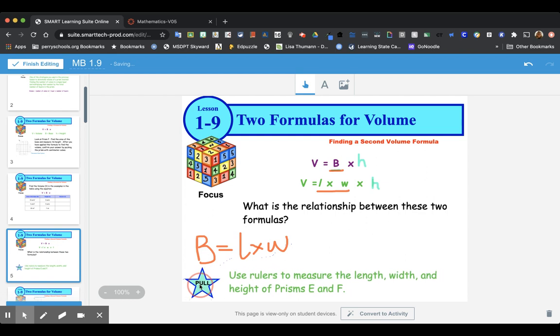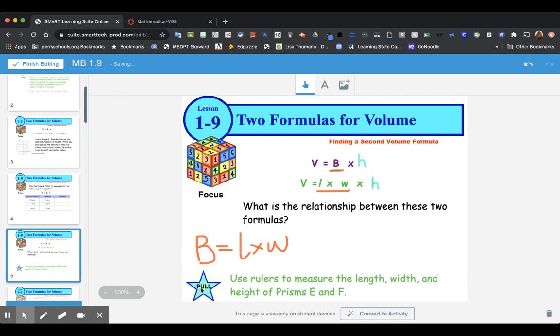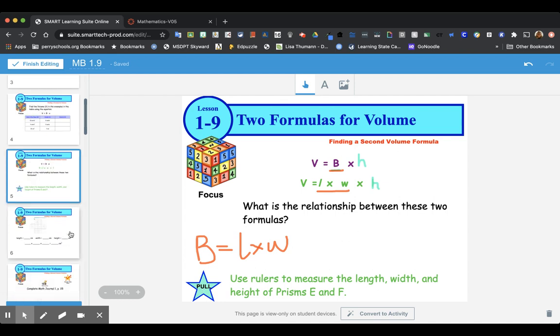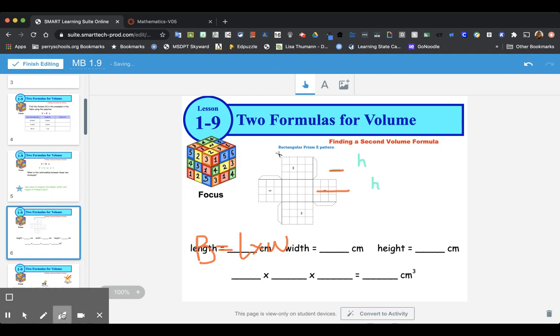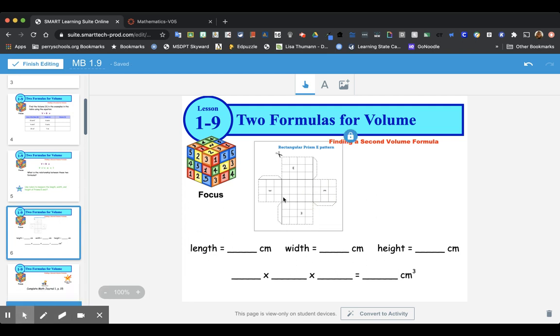Okay, so what you can do is use rulers to measure the length, width, and height of prisms E and F if you have those, and check those out. Try working with those. What I have here is rectangular prism E. Each little square on here is representative of a cubic centimeter. So I'm going to fill this in.